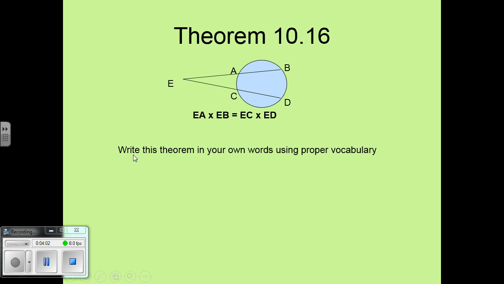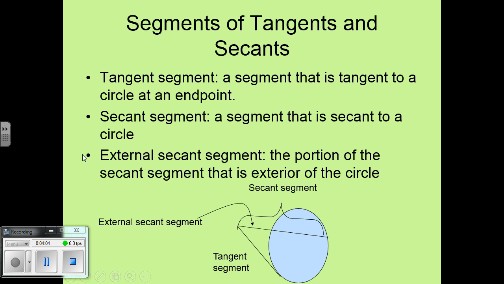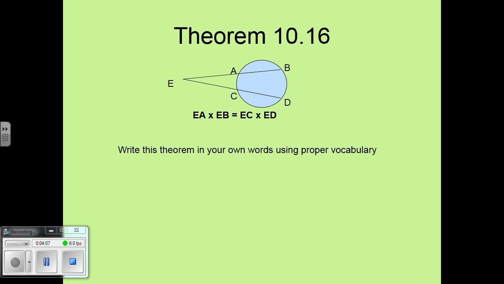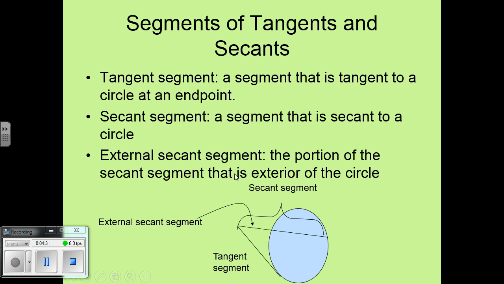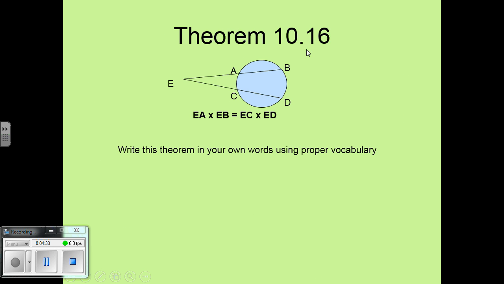So what I want you to do is, knowing this stuff that you just wrote down from the previous slide, and now you know what this picture looks like with two secants, and you know this equation with the product of two different things, I want you to try to write this theorem out. Again, you're looking at EA times EB, and you should know what both of those are, and that is equal to EC times ED, and again, you should know what those are. So hopefully you can write out, in terms of this vocabulary, what theorem 10.16 is all about.